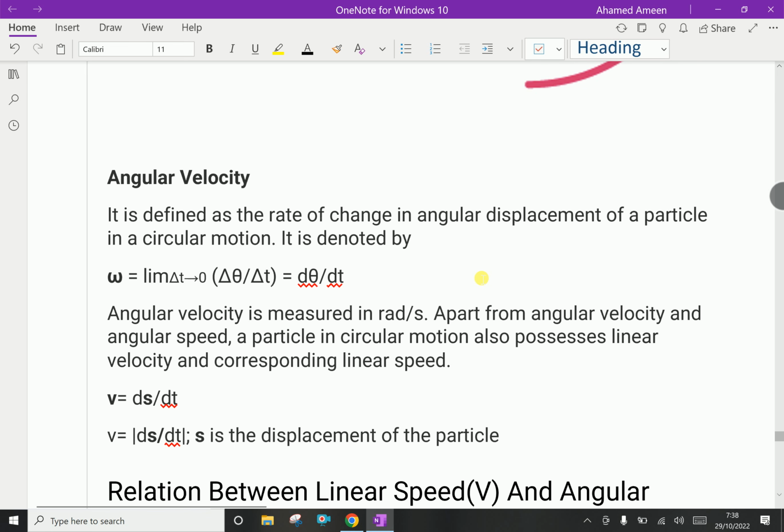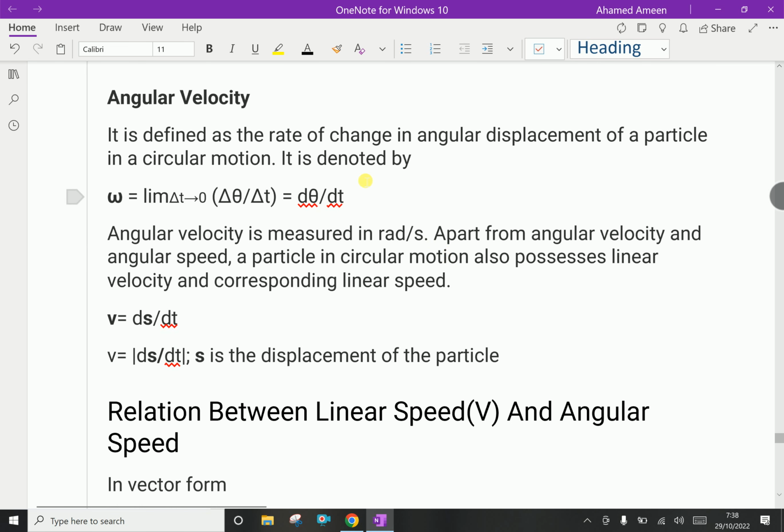Now we will discuss angular velocity. It is defined as the rate of change of angular displacement of a particle in circular motion. It is denoted by omega, that is, the limit as delta t tends to 0 of delta theta by delta t becomes d theta by dt. Here the change in theta with respect to change in time is the angular velocity. Angular velocity is measured in radian per second.